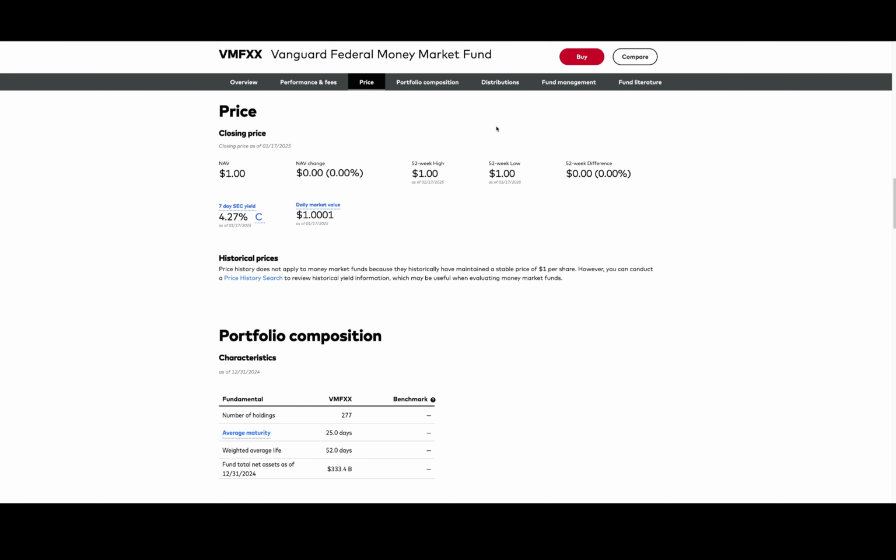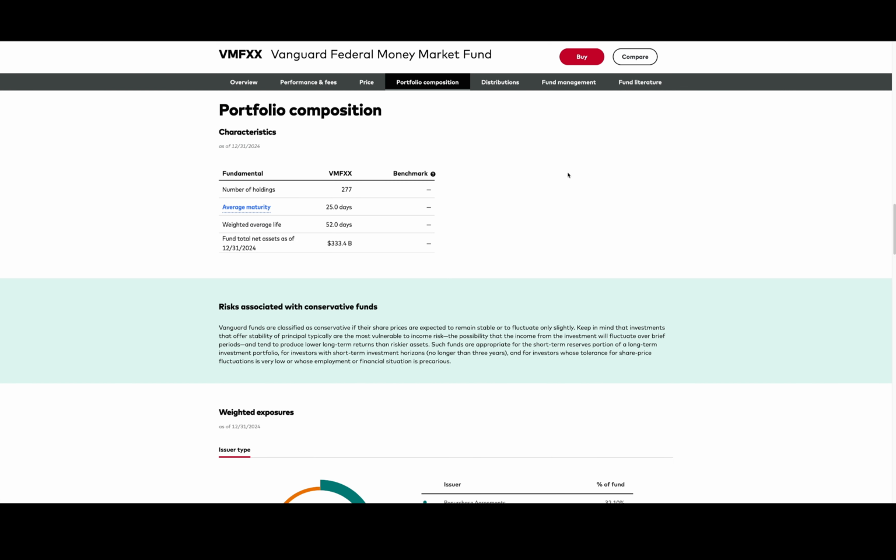Now we can look at the price here. We can see where the portfolio is. What is the average life of this? And you can also see fund total net assets as of the last day of 2024. So we're sitting at quite a high number, 33.4 billion.